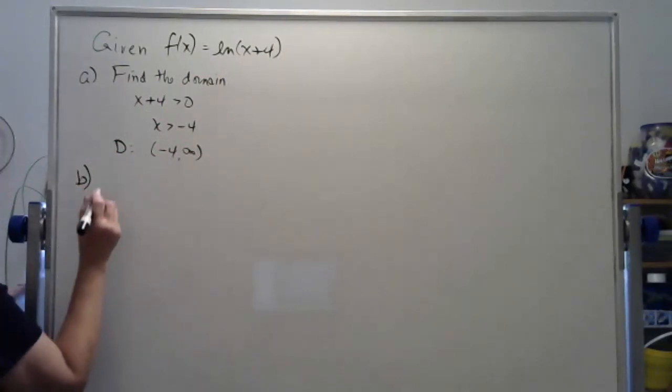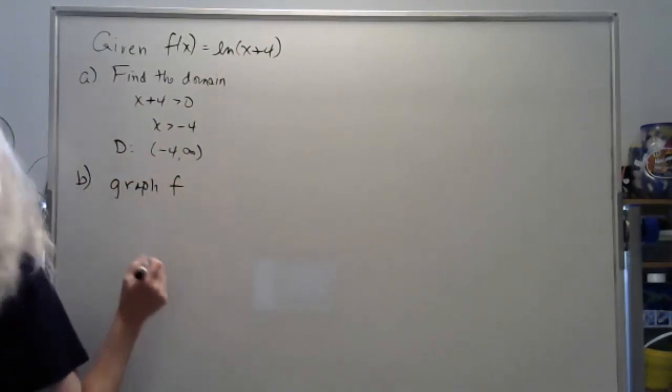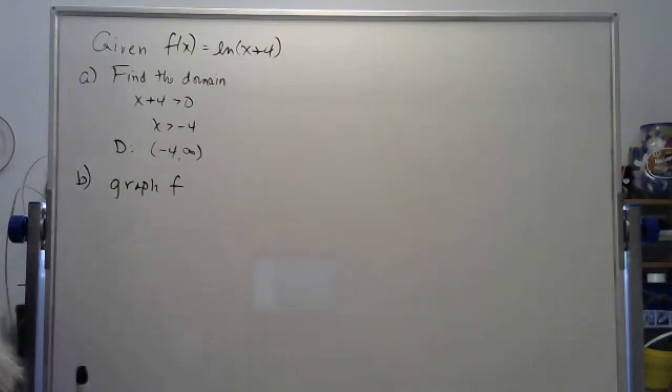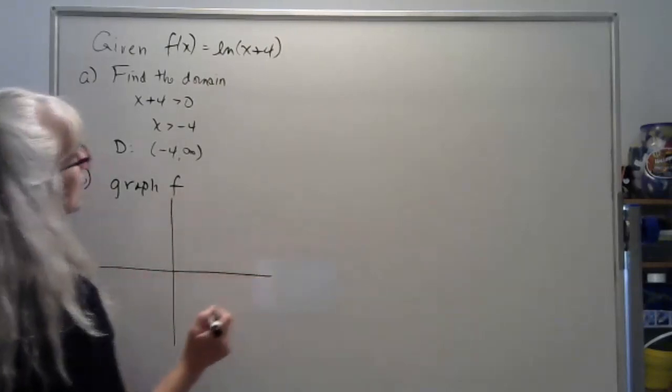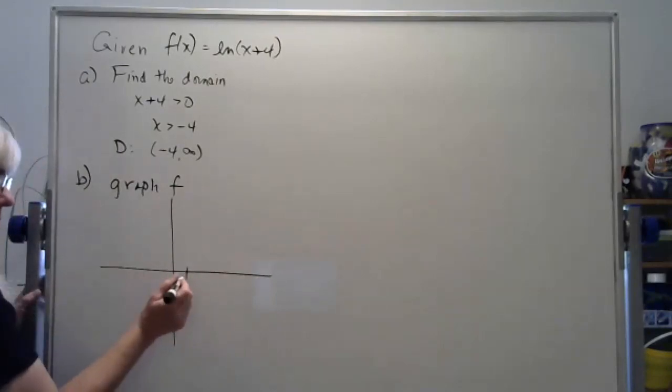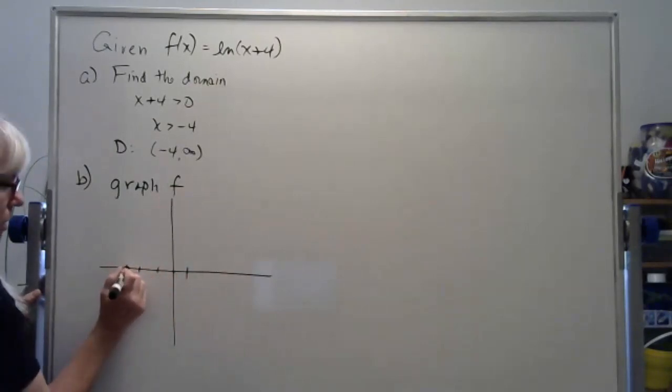Part B is asking us to graph that. So graph that function. Well, luckily we know our transformations. The point would normally be at 1, 0. We're going to shift it left 4. So 1, 2, 3, 4. That's now over here at negative 3.